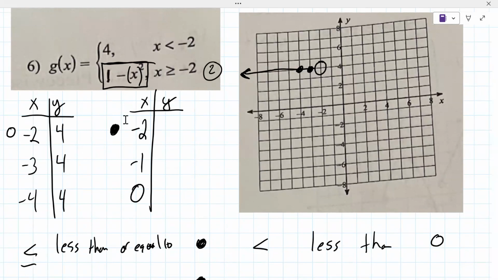Okay, that's a -3. Okay, so do the same thing for -1, please. Okay.